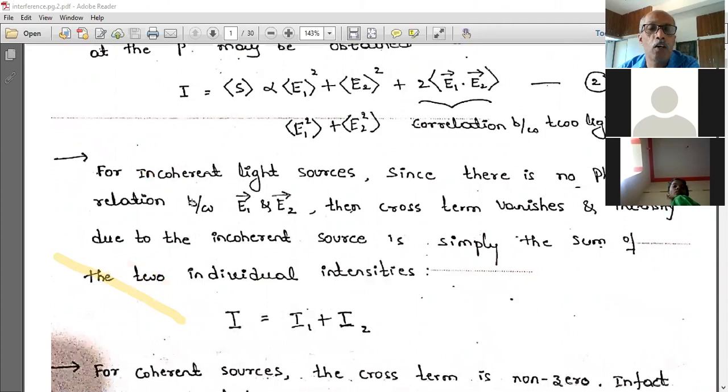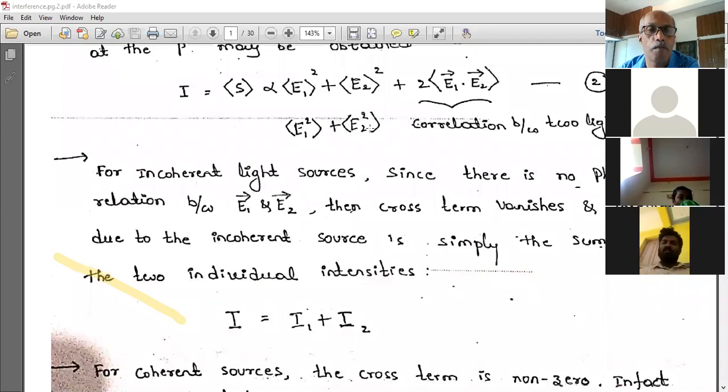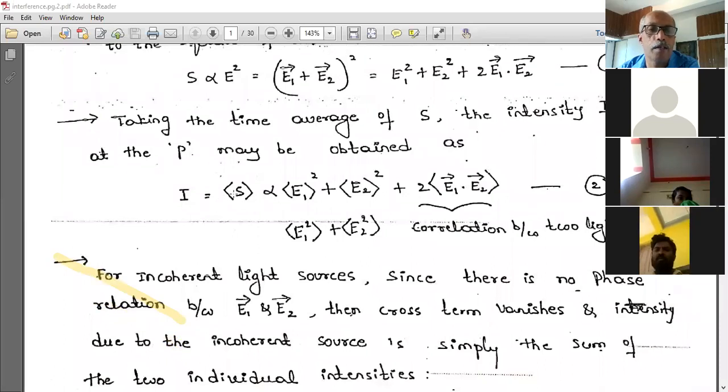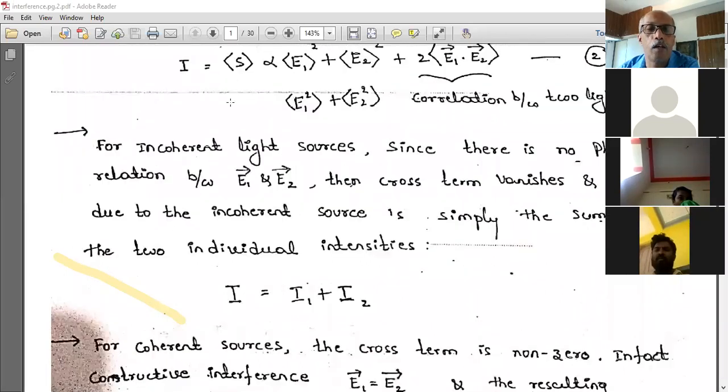If the sources are incoherent, there will be no correlation between E1 and E2, and therefore this term vanishes. For incoherent sources, I equals E1 square plus E2 square. Since I is proportional to E square, this can be rewritten as I equals I1 plus I2, where I1 equals E1 square and I2 equals E2 square, the intensities due to source 1 and source 2.